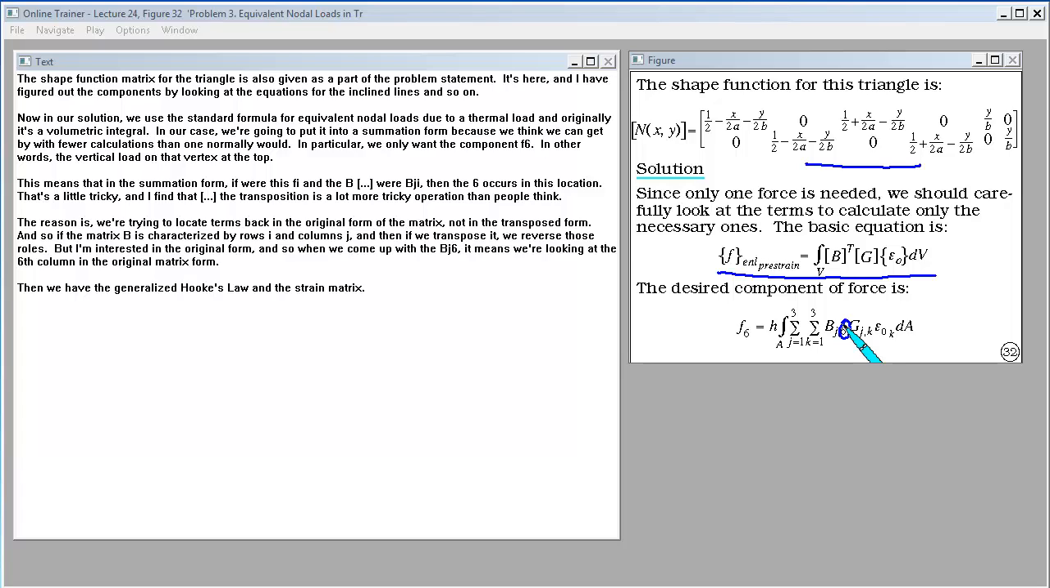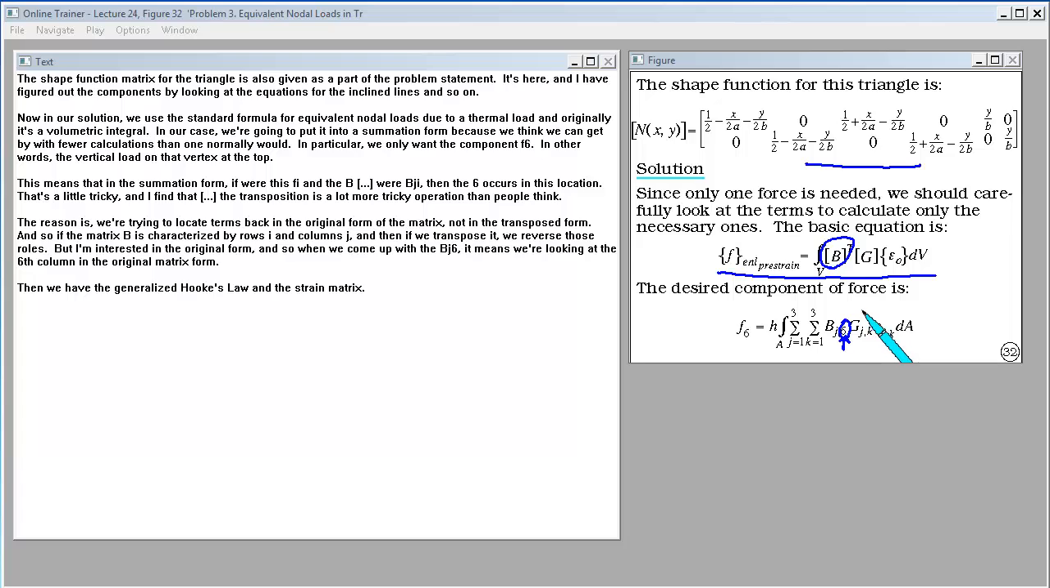That's a little tricky, and I find that transposition is a lot more tricky operation than people think. The reason is we're trying to locate terms back in the original form of the matrix, not in the transposed form. If the matrix B is characterized by rows I and columns J, and then if we transpose it, we reverse those roles. But I'm interested in the original form, and so when we come up with the Bj6, it means we're looking at the 6th column in the original matrix form.